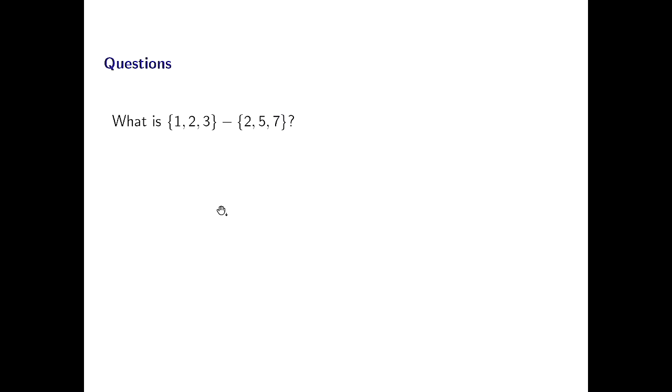So, okay, what is this going to be? Yeah, so I think we remember, we only have to look at what's in here and then throw away anything that's in here. So I think we're going to wind up with 1 and 3 in this set. And notice that the 5 and the 7 were sort of not important here, right? As I said, you can't be in a set a negative number of times. So they were irrelevant. It would have been just the same to subtract just the set containing 2.